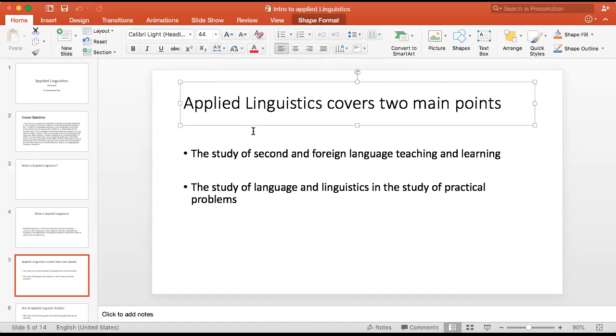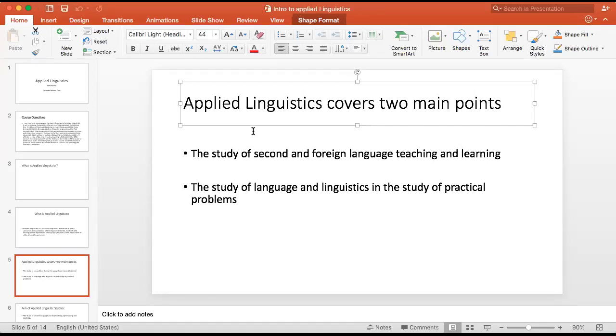Okay, right. So applied linguistics basically covers two main points, and that really depends on the way the different linguists look at it. And as I've given you the homework of reading definitions of applied linguistics, you will find out that many have restricted their definitions to language teaching methodology, second language, and foreign language. And you'll find few who have talked about other language practical problems.